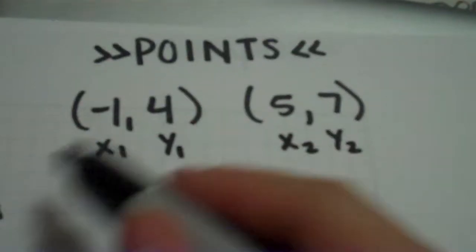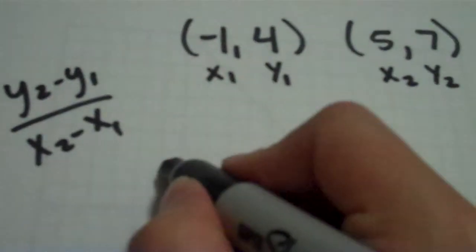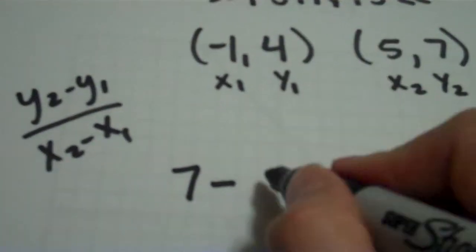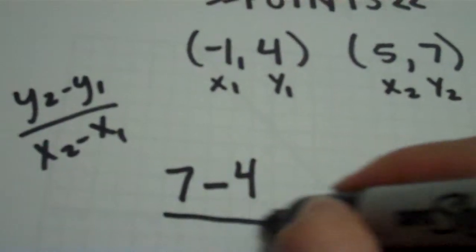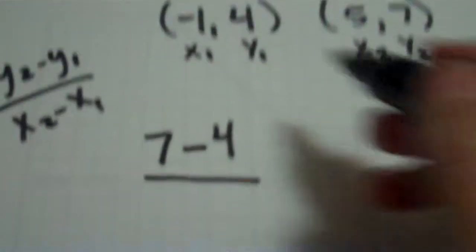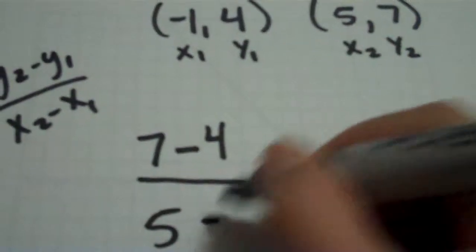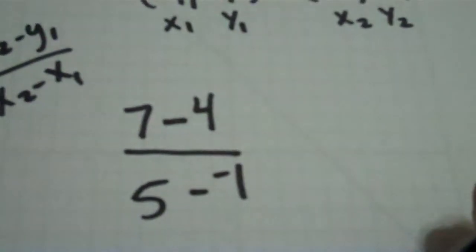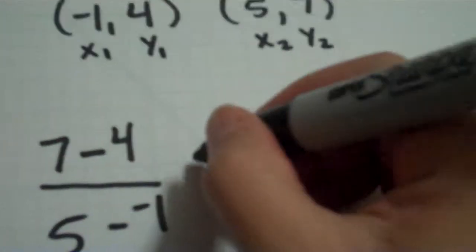Okay? So y2 minus y1, y2 is 7, so 7, always minus, and then y1 is 4, over x2 is 5, minus x1 is negative 1. We gotta make sure we put that negative 1 there, right? 7 minus 4 is 3.